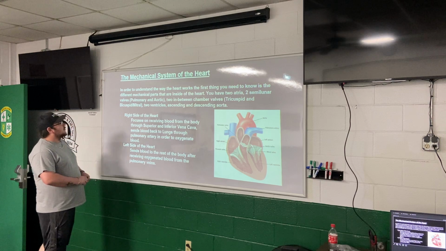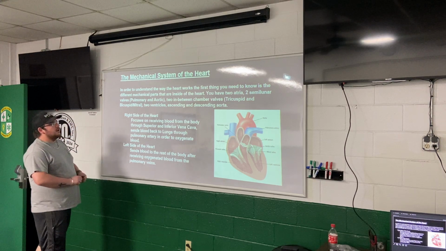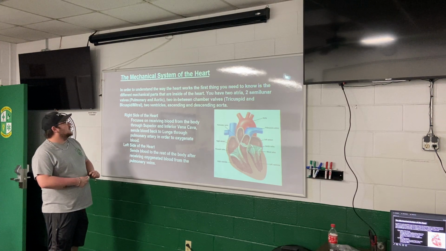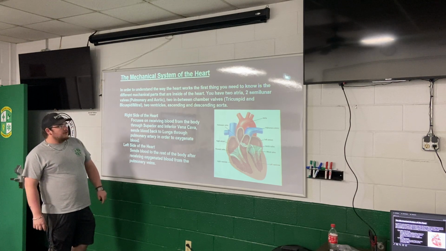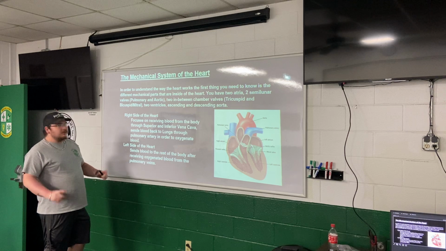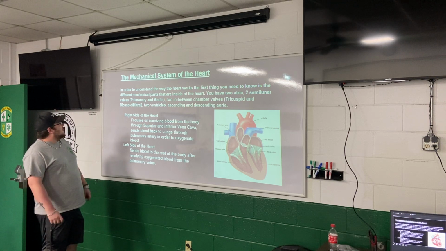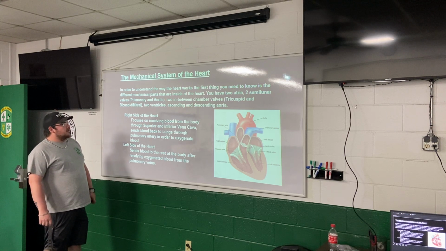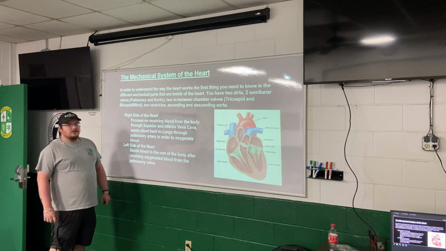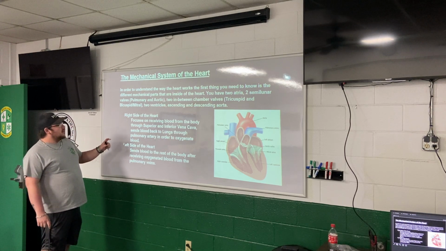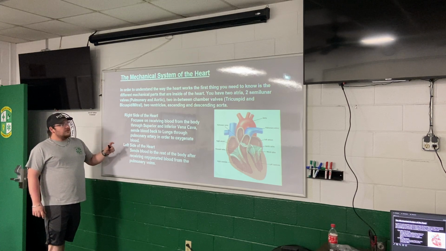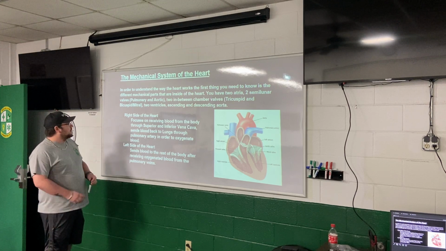For the mechanical system of the heart, in order for you to understand the way it works, the first thing you need to know is the different mechanical parts that are inside of it. To start everything off, you have two atria that are going to be your top two chambers. You have two semilunar valves, which are your pulmonary and aortic valves. You have two in-between chamber valves, the tricuspid and the bicuspid or mitral. You have the right and left ventricles and your ascending and descending aorta.